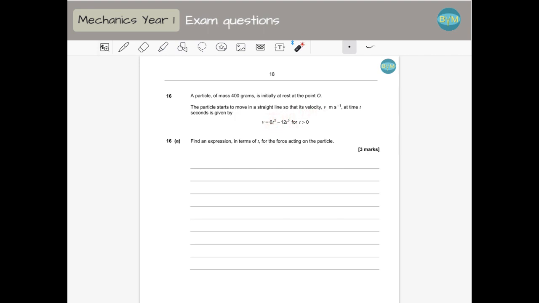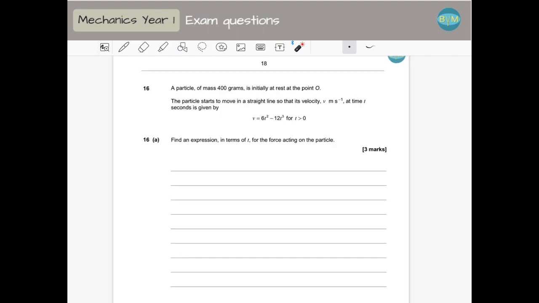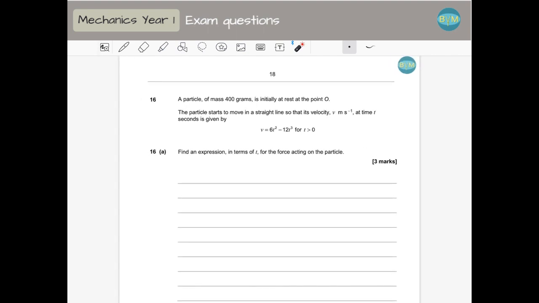So this is a variable acceleration question. Sometimes you get confused with these questions, but they are quite simple. Find an expression in terms of t for the force acting on the particle. We know the force acting on a particle is mass times acceleration. We know velocity is in terms of time, so acceleration is very likely in terms of time, and that force then will be in terms of time. So this is what they are asking us.